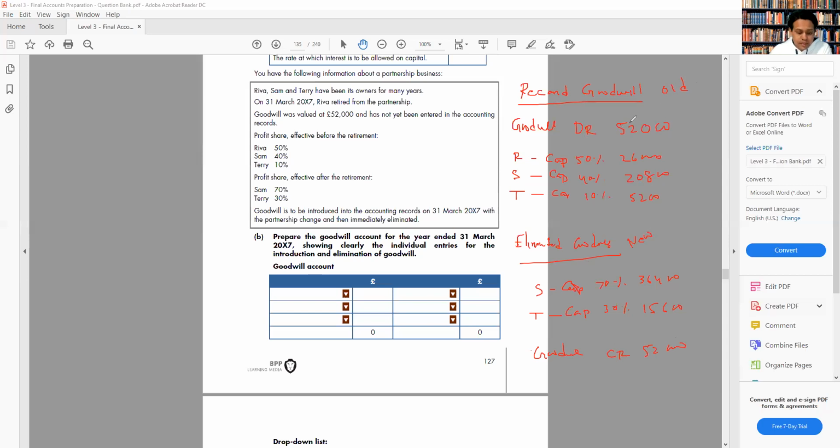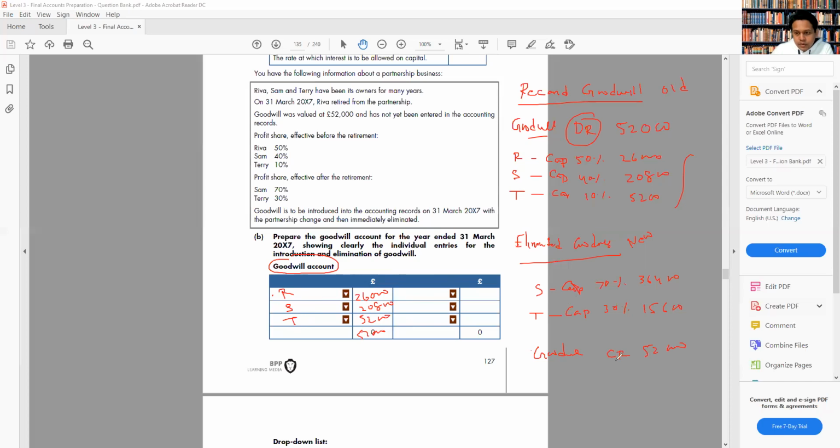So goodwill is a debit. So on the debit side, I'm going to write all of these three because it's a debit. It's a goodwill account. On the debit side, I'm going to write River, Sam, and Terry. So I'll say 26,000, then 20,800, and 5,200. So this is our 52,000.